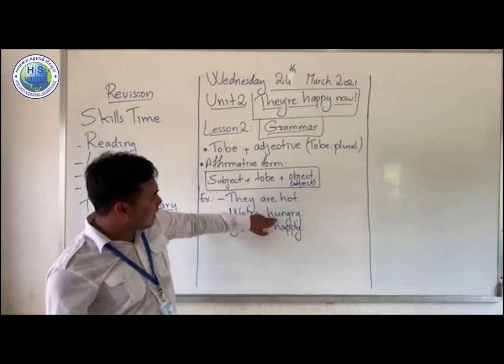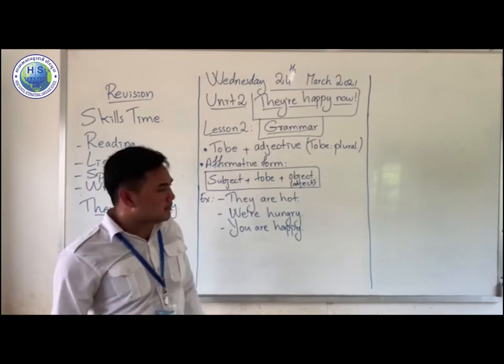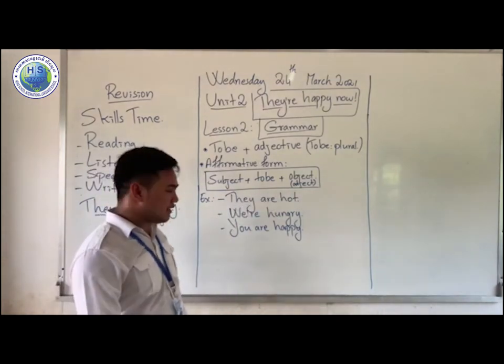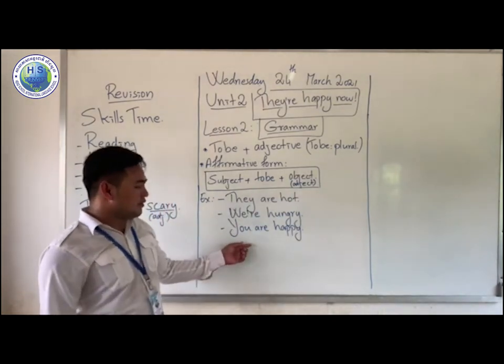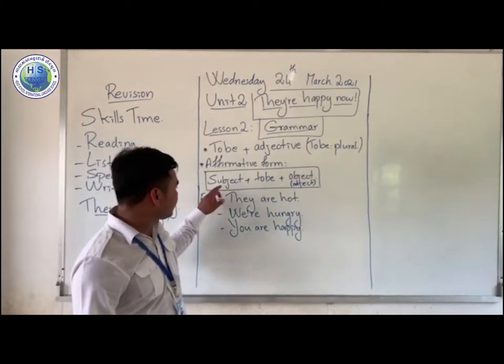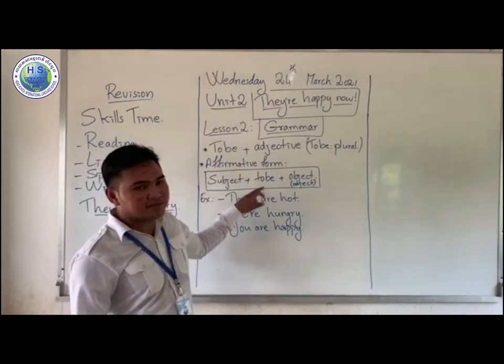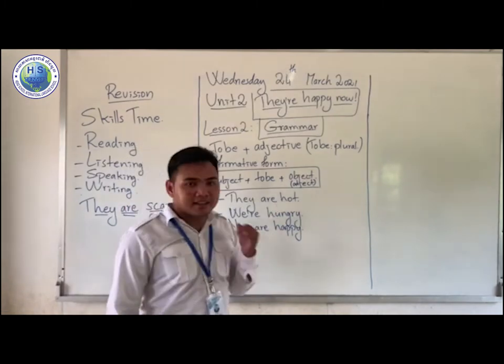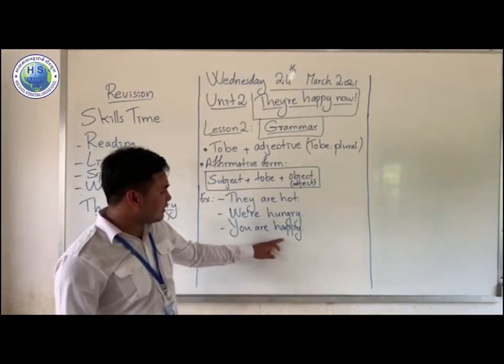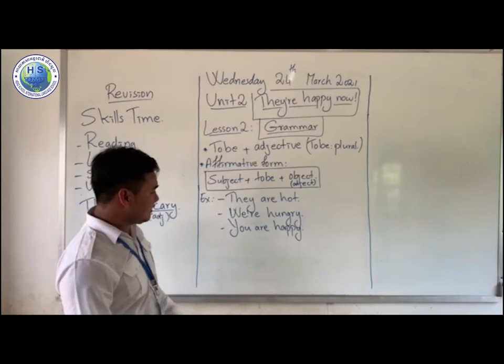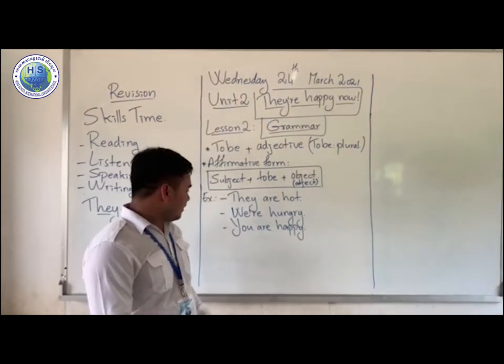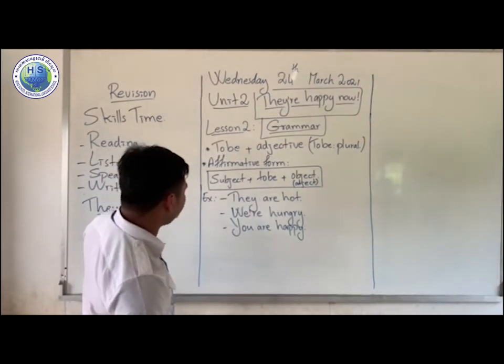And one more example, the same. We is the subject, and across from here comes the word are, it's the verb to be, and hungry is the object. Object here we refer to adjective. Yes. Okay, now let's move to one more form.